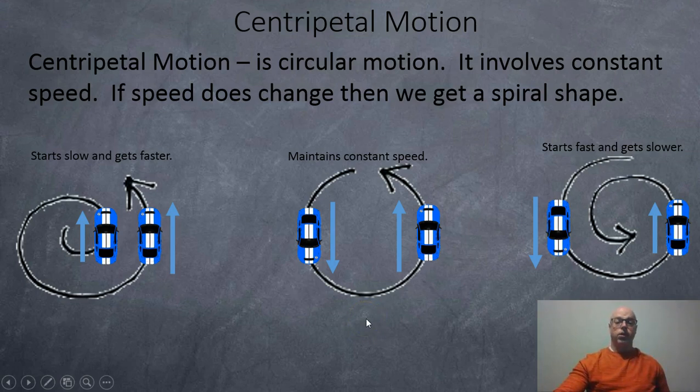And you can check this yourself. Try running around in circles. Which way does your foot push you? It's always pushing you towards the middle. And what happens if you do start to speed up or slow down? What happens to your circle?